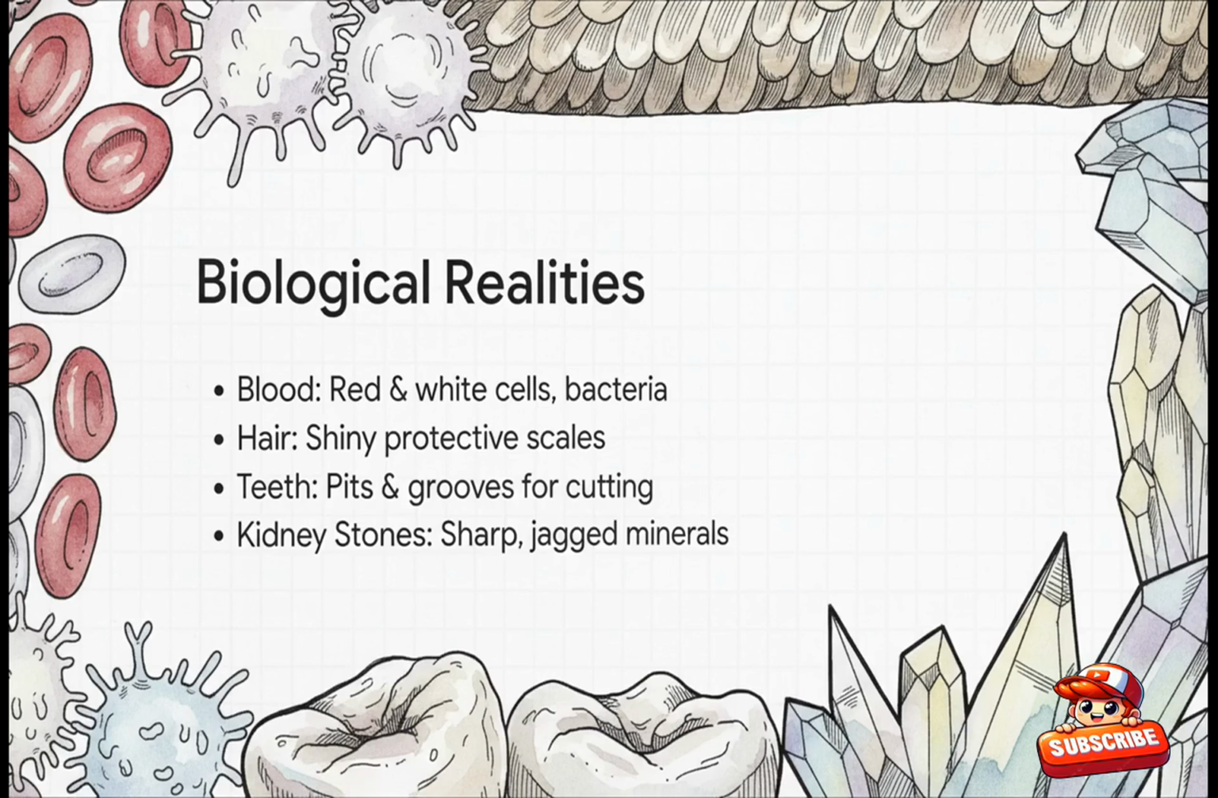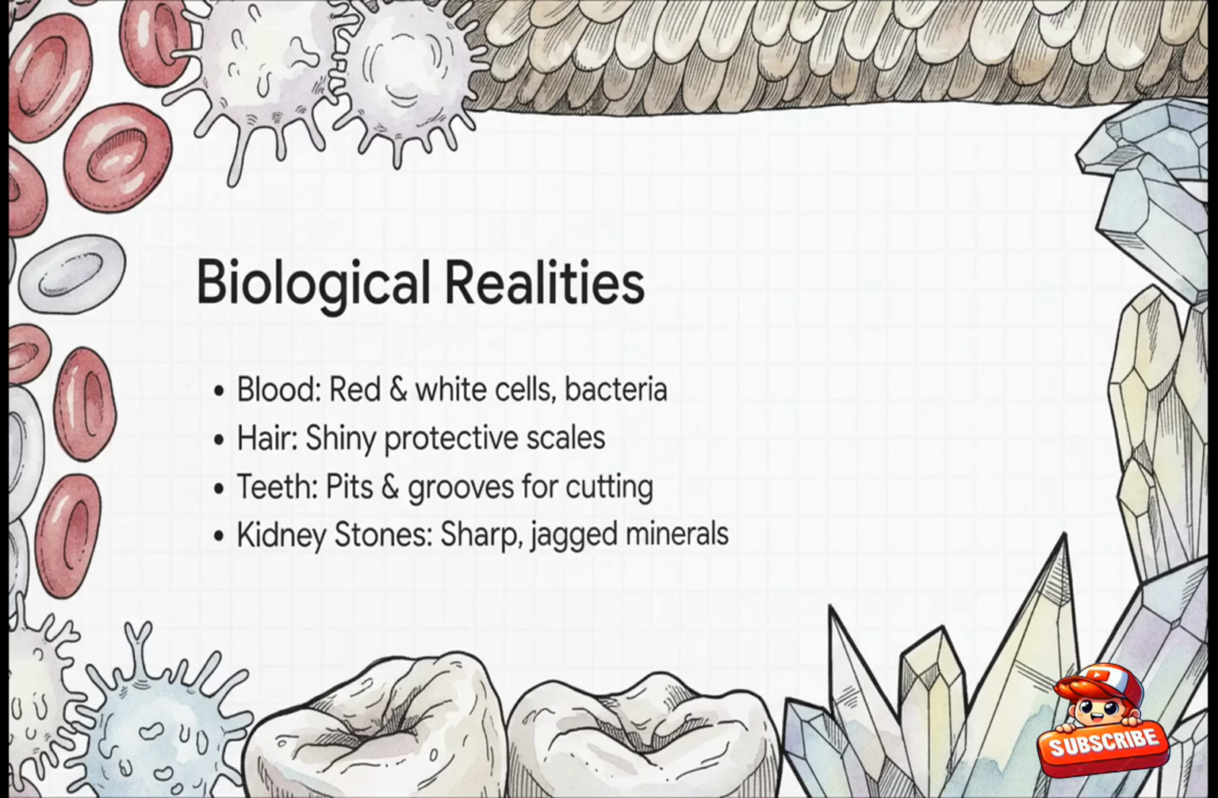If you zoom into blood at 400 times magnification, it completely stops being a red liquid. You clearly see red disc-like cells, white cells fighting germs, and even tiny bacteria floating around in the plasma. A single strand of human hair reveals overlapping, shiny protective scales. And depending on the person, the hair's cross-section might be perfectly round, flat, or oval.